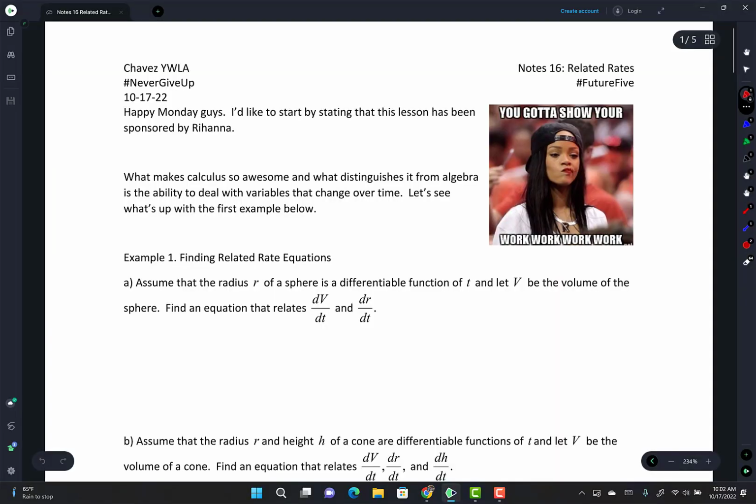All right, so there's Rihanna. Do you guys know what Rihanna is? She sponsored this event, so she paid us money. No, she didn't. She didn't give us anything. I just put that in here. So yeah. All right, guys.